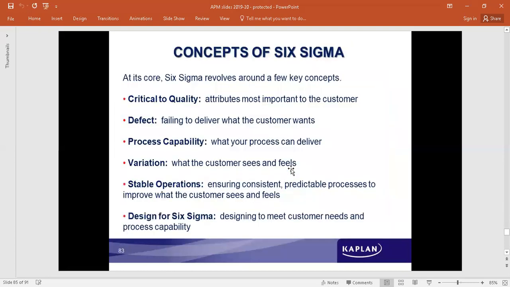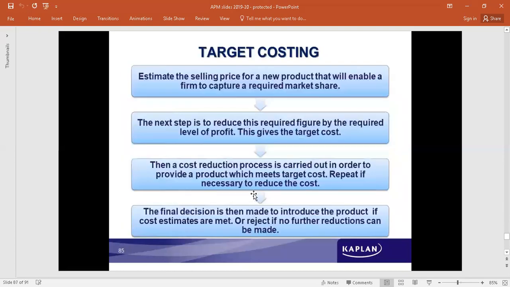There is one more concept about what is target costing. Target costing is where the selling price is taken from the market, and from the selling price, the desired profit margin is deducted. Then they arrive at the target cost price and ensure that the actual cost that is incurred matches with the target cost price. We'll go back to the question.